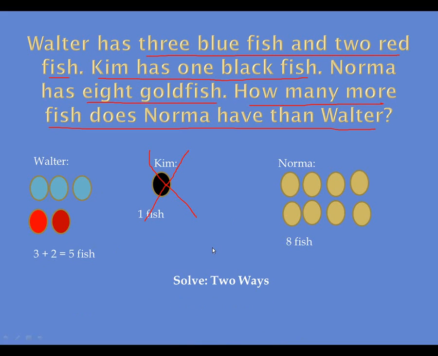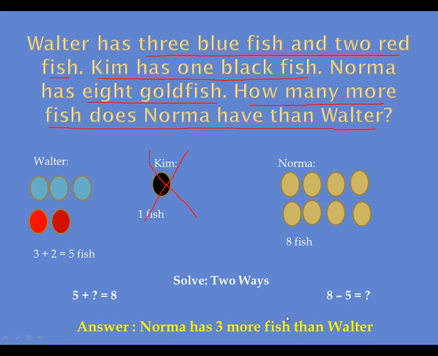Okay. You can solve this problem 2 ways. First, you can think about Walter's fish, his 5 fish. Your question mark represents how many more to get to 8. Or you can solve this problem by thinking about Norma's fish, take away Walter's fish, and you'll get the answer. Solving the problem this way or this way will both get you the correct answer. Using the diagram is what's going to help you solve it. The answer to the problem is Norma has 3 more fish than Walter.